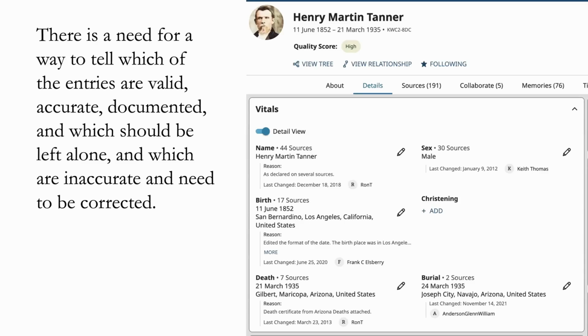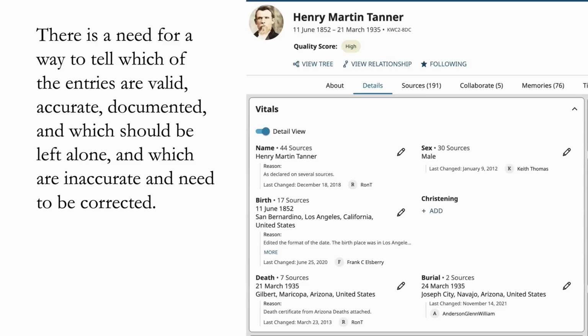Another thing that's very interesting about this entry for Henry Martin Tanner in the FamilySearch Family Tree is that in the predecessor to the family tree, which was called new.familysearch.org, he was one of the people that was changed most frequently, with hundreds and hundreds of changes going on all the time because there were so many descendants from him that had slightly different information. And they always thought their information was more correct than what's there, and therefore they needed to change it and put it in. So there were a lot of things going on over the years.